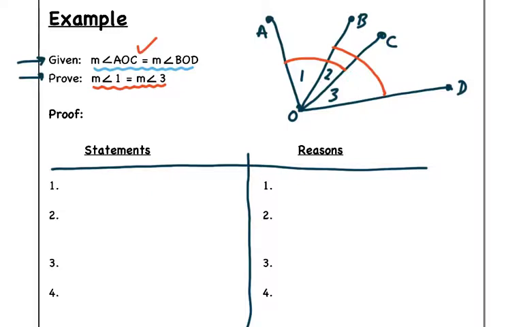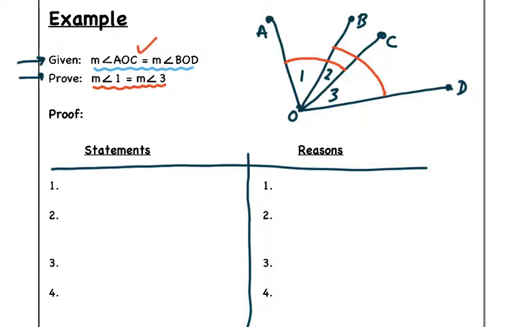We'll look at the picture. Again, I think that makes sense. If the whole AOC is equal to the whole BOD, I feel like 1 and 3 are congruent. It almost feels like I can get 1 and 3 to be congruent to each other by just taking away this middle angle. If I take away angle 2, I'd be left with 1 and 3 being congruent. Okay, but again, I have to show that.